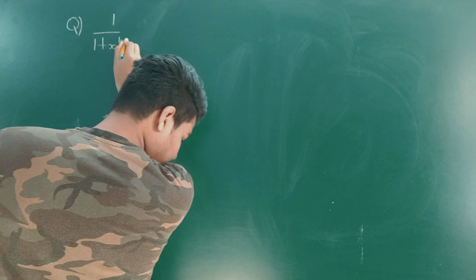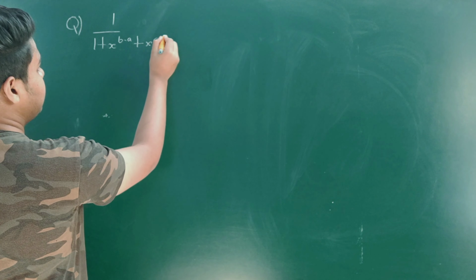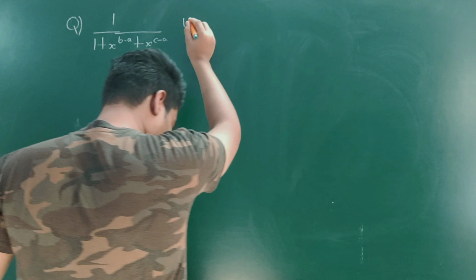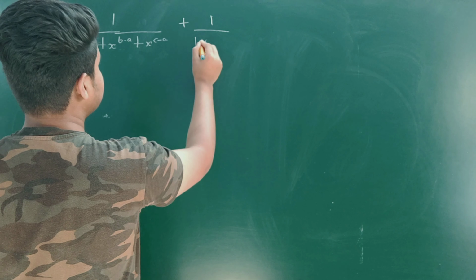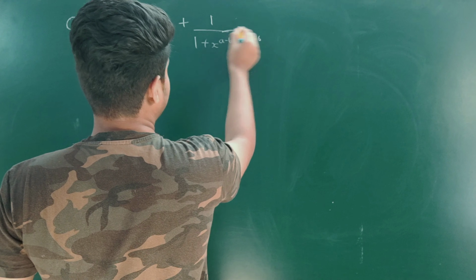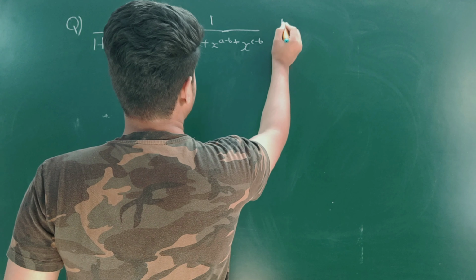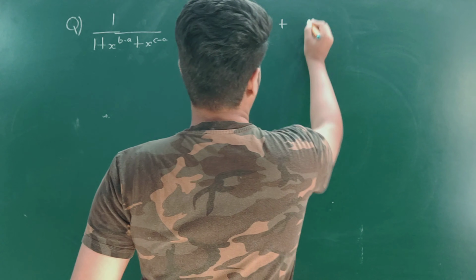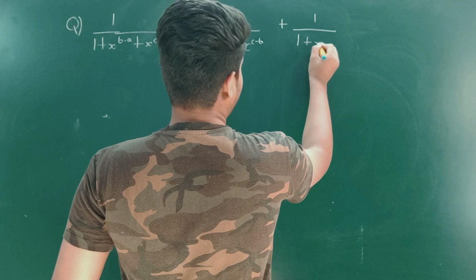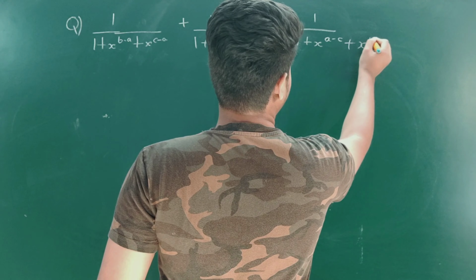The next question is differentiate 1 upon 1 plus x to the power b minus a plus x to the power c minus a, plus 1 upon 1 plus x to the power a minus b plus x to the power c minus b, and the last one is plus 1 upon 1 plus x to the power a minus c plus x to the power b minus c.